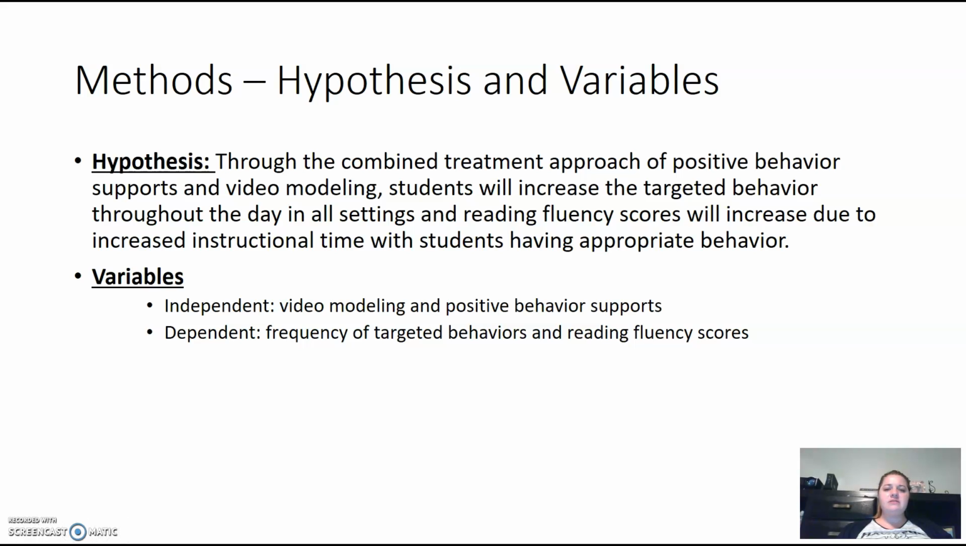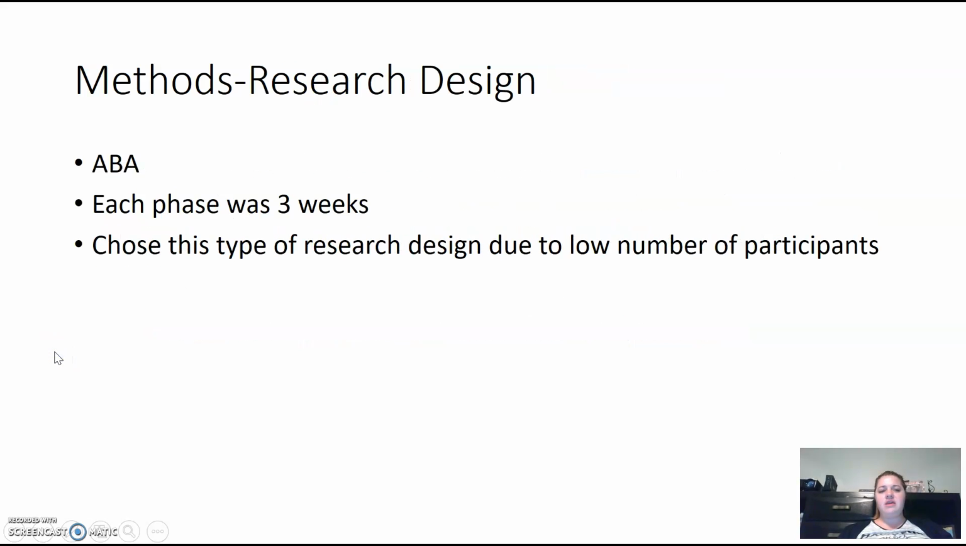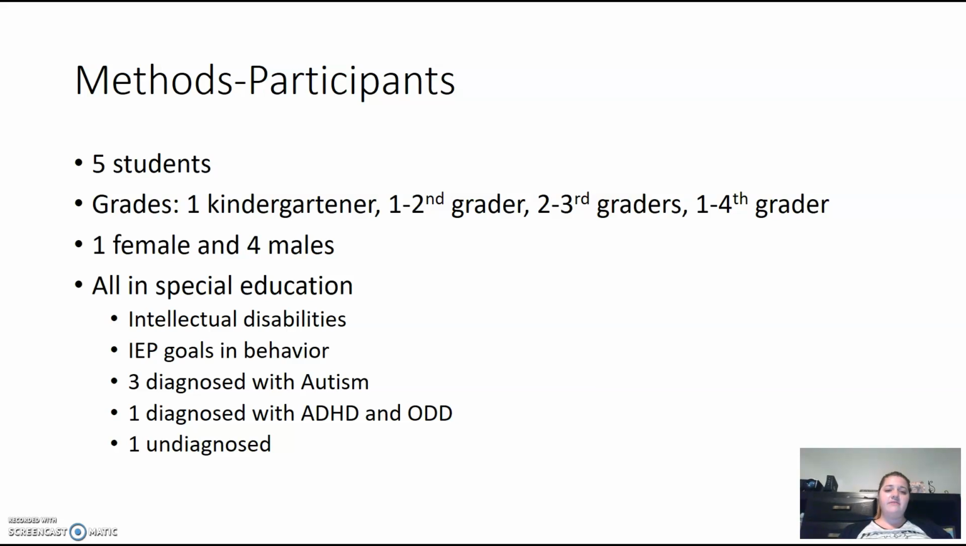My hypothesis was how that could impact reading fluency, and see how their targeted behavior could either increase or decrease. My independent variables were video modeling and positive behavior supports, and then my dependent variables were the frequency of targeted behaviors and those reading fluency scores. I chose to do an ABA research design because I had a low number of participants, and each phase was 3 weeks. I had 5 students in various grades from kindergarten through 4th grade.